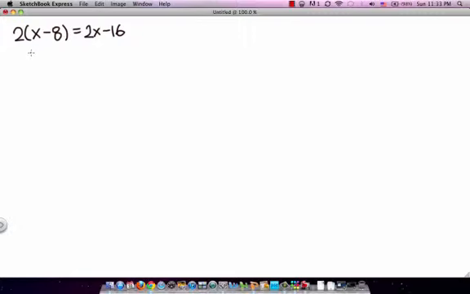So as long as you're staying within the rules of mathematics, don't worry about following each individual step as I do, okay? So one way to solve this is to distribute the 2. So I get 2x minus 16 equals 2x minus 16. Okay, and then I want to solve for x. So I'm going to shift this so that I have all the x's on one side.